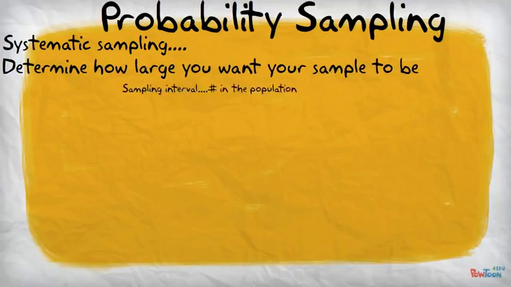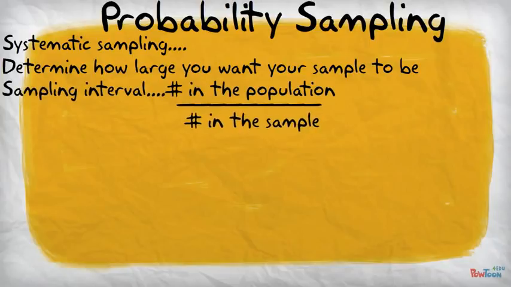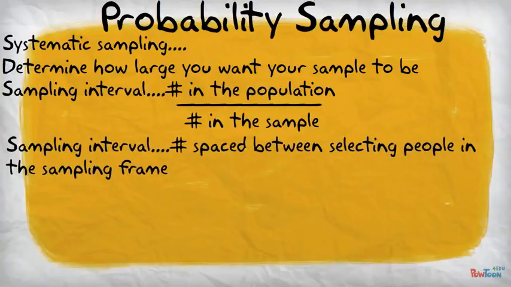Then divide the number of people in the population by the number of people in the sample. This is called a sampling interval. The sampling interval is the number that is spaced between selecting people in the sampling frame.